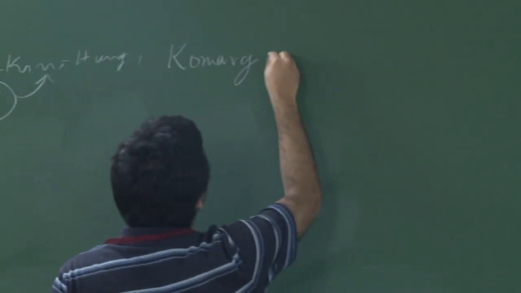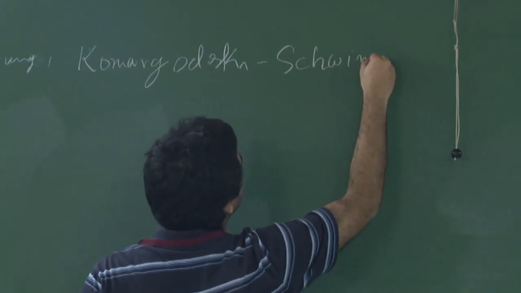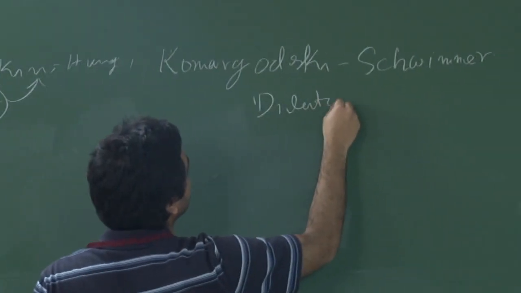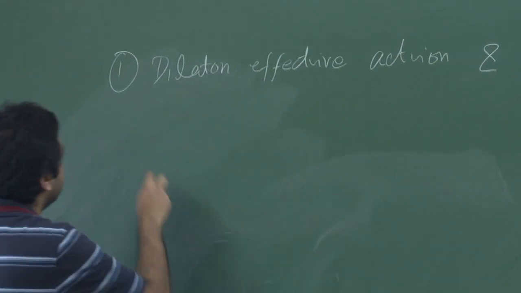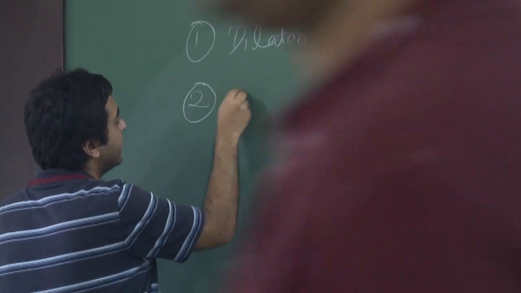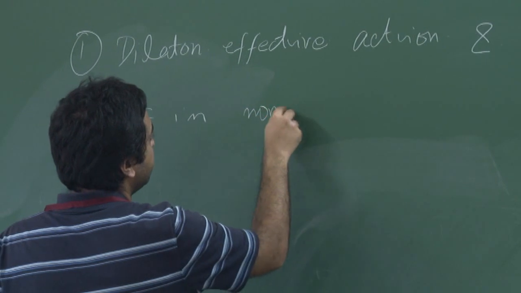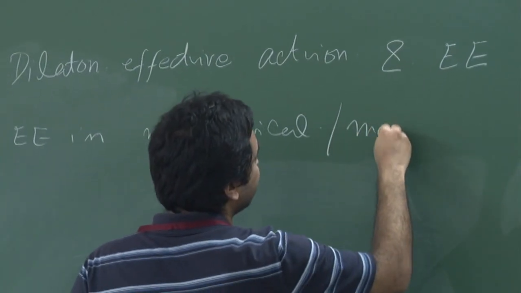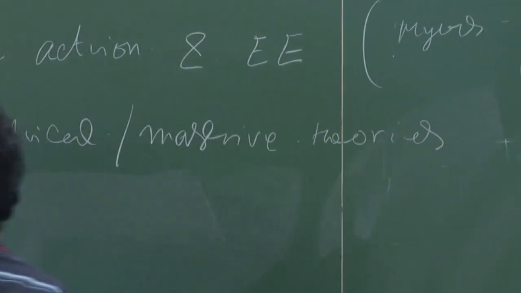And then we have this Komargodski and Schwimmer work, which is the dilaton part. Okay, so the second thing is that this is about entanglement entropy in non-critical or massive theories.